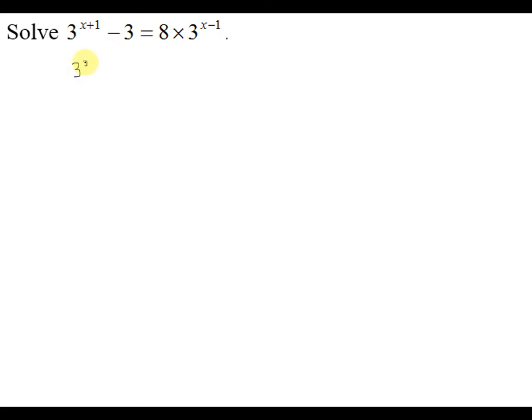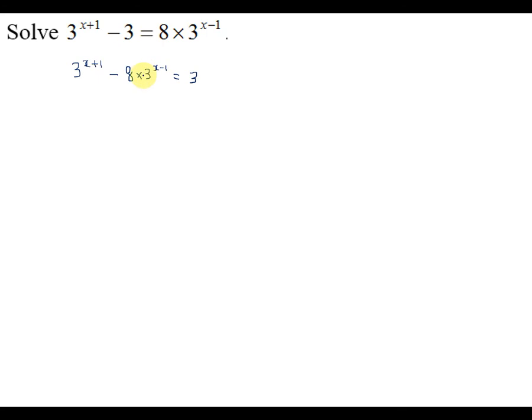So start off with shifting some terms. I put all the x terms on the left. As this shifts over, it becomes negative. Shift this over, it will change sign and become positive. Right now I have all the x on one side, the numbers on the other.